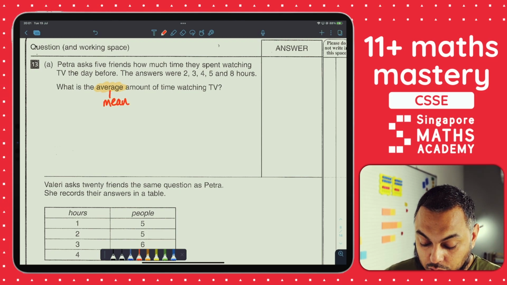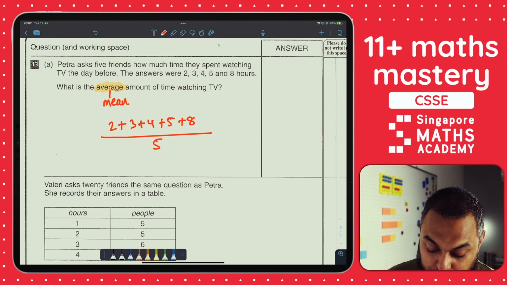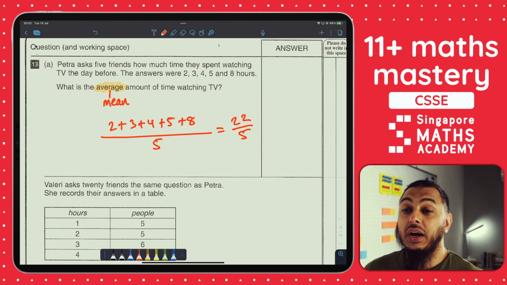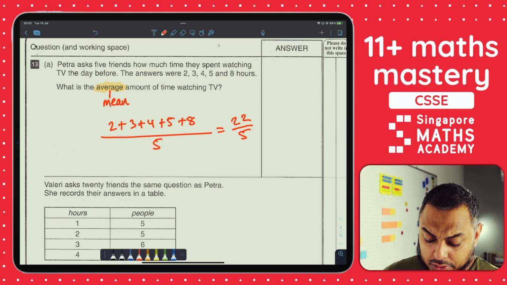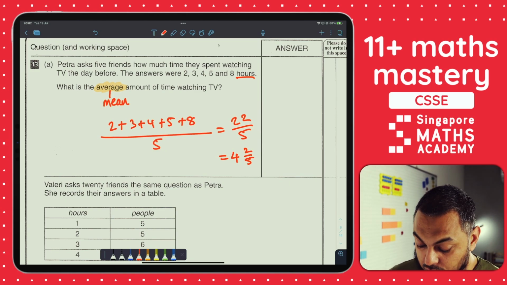And so the mean is when you add them together, 2 add 3, add 4, add 5, add 8, divide by how many there are. 1, 2, 3, 4, 5, divide by 5. 2 add 3 is 5, 5 plus 5 is 10, plus 4 is 14, plus 8 is 22 over 5. So we've got 22 over 5, and we're going to make that into something more readable, because this is in hours. So 22 divided by 5 is going to be 4 wholes and 2 fifths. Okay, 4 and 2 fifths, which is going to be 4.4 hours.